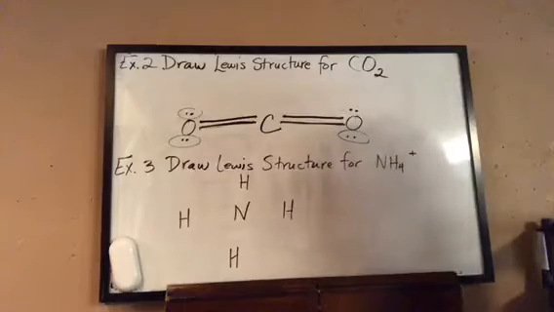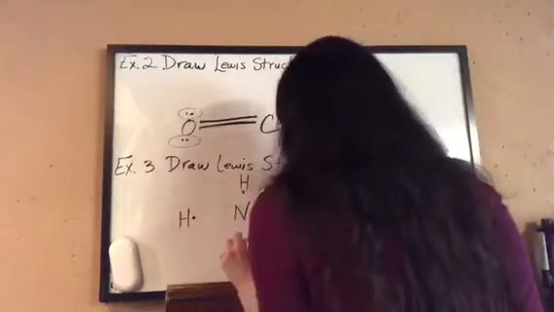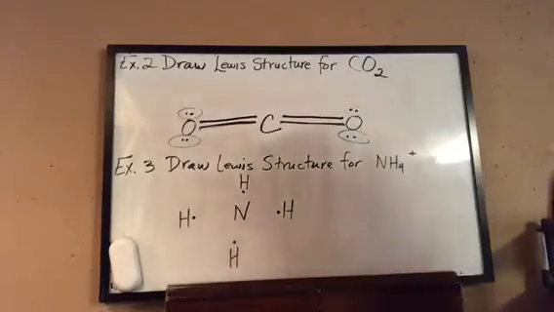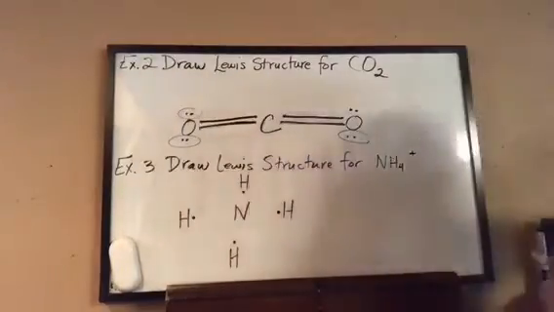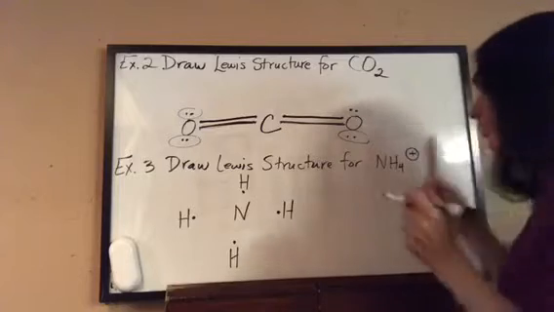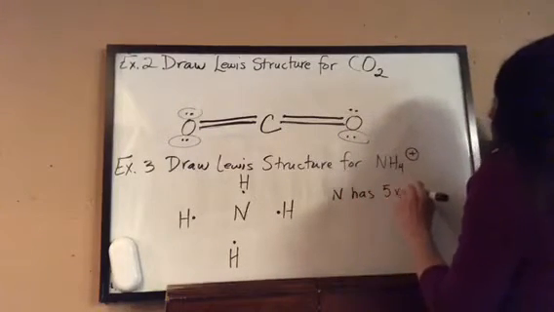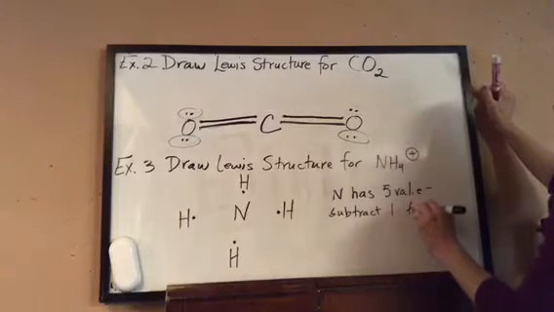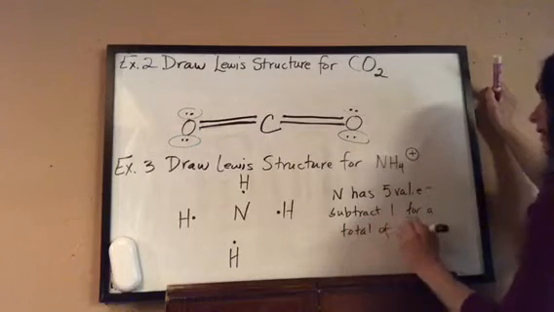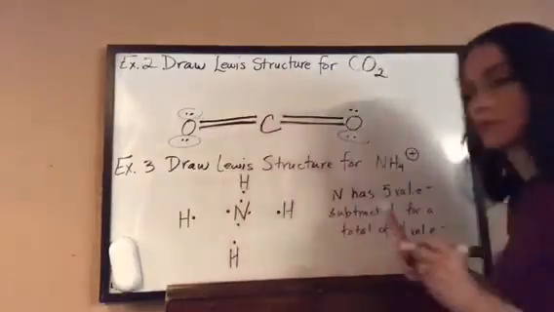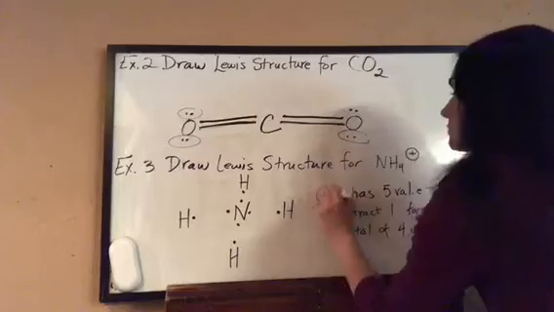How many valence electrons? That's the third rule. Well, hydrogen has 1 valence electron. Nitrogen is in group 5A of the periodic table, so nitrogen has 5 valence electrons. But because we have this overall +1 charge, we need to subtract one of those 5 from the central atom. So nitrogen has 5 valence electrons, subtract 1, for a total of 4 valence electrons. So now we're going to draw nitrogen with 4 valence electrons because of that plus charge.